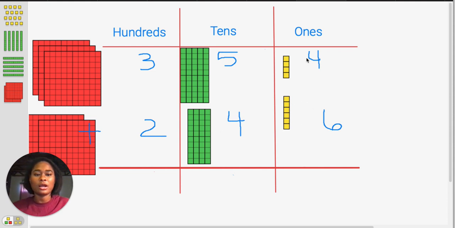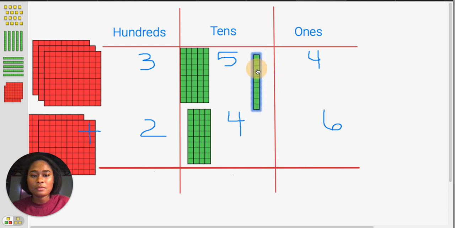Just like we did before, I'm going to start with my ones place and move up. When I add my ones, I have a total of 1, 2, 3, 4, 5, 6, 7, 8, 9, 10 ones. Instead of leaving the 10 that I've just made, I'm going to replace it with a 10 rod. This 10 rod belongs in the tens place, so I'm going to go ahead and move that over. Now in the ones place, I have a 0.